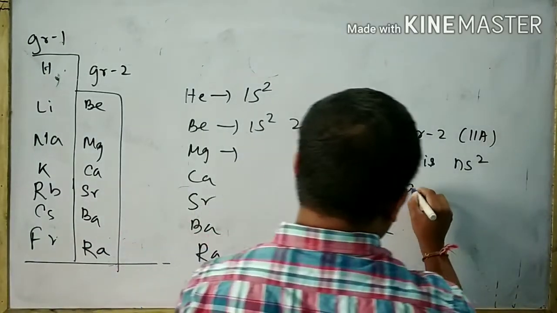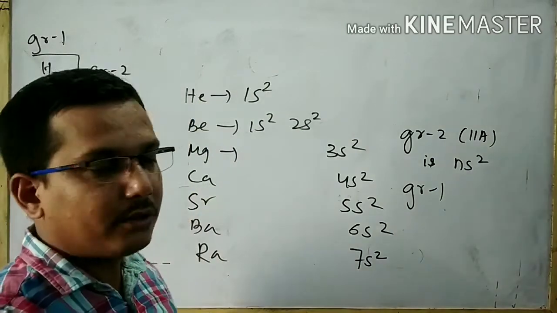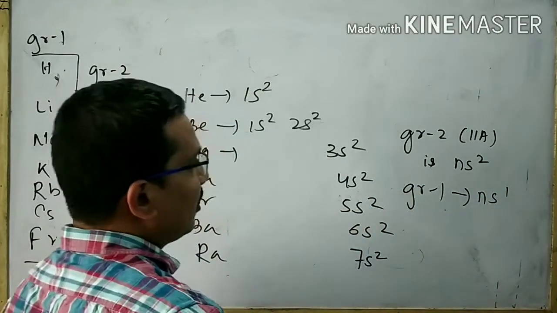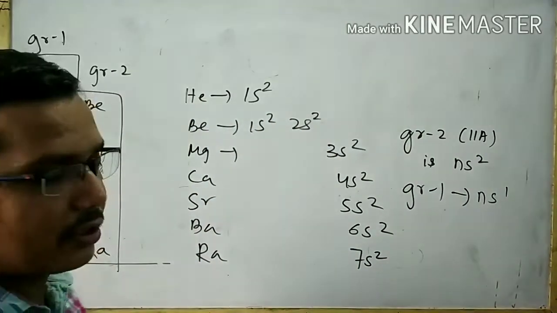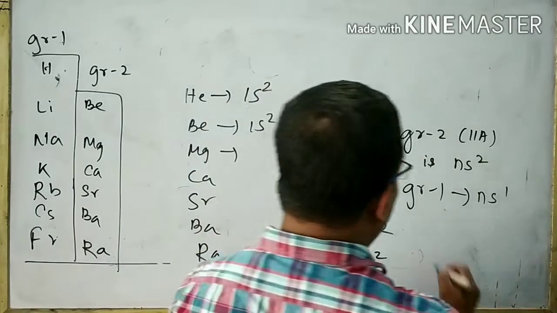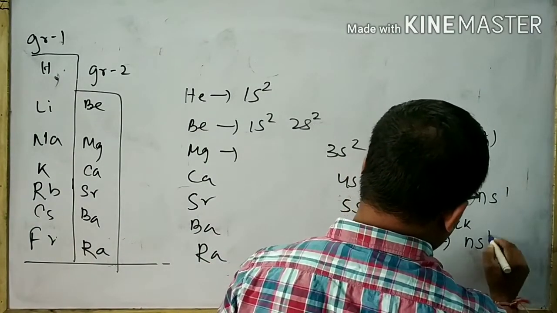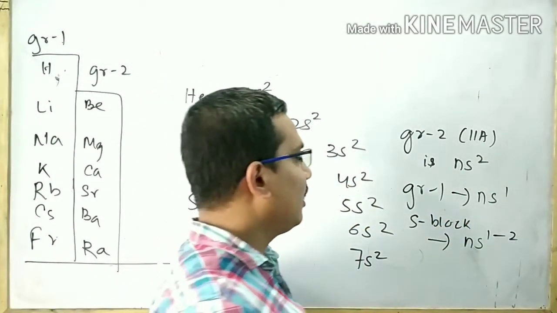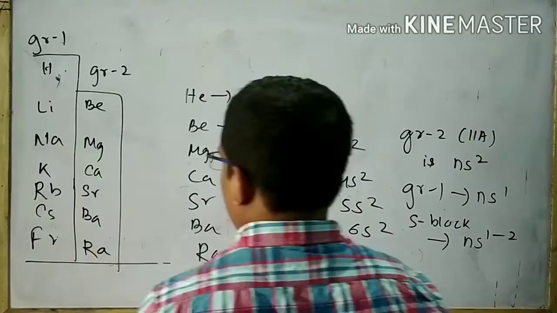Again, we know that for group 1, the general electronic configuration of the outer shell is ns1. Suppose I want to write the general electronic configuration of the outermost shell of s block elements, then I can write ns1 to 2. This is the general electronic configuration of s block elements.